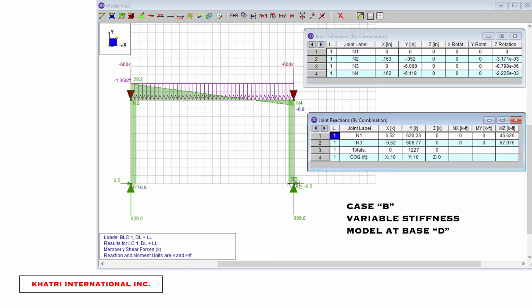This is the shear diagram. You can see the shears are no longer symmetrical, and the same thing is happening with the moments. Between the two, the vertical deflection has a more dramatic impact on the moments and the stresses than the rotational stiffness, but they're both bad, and they both lead to unstable structure.